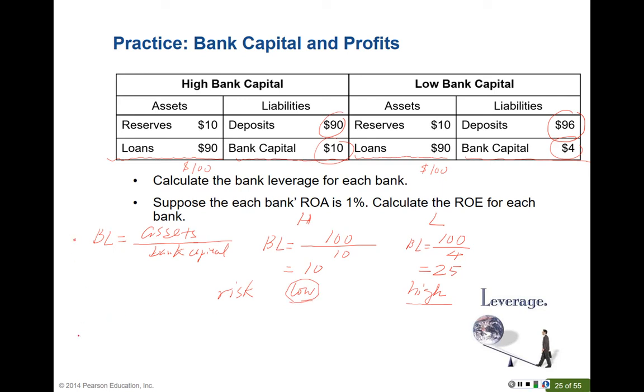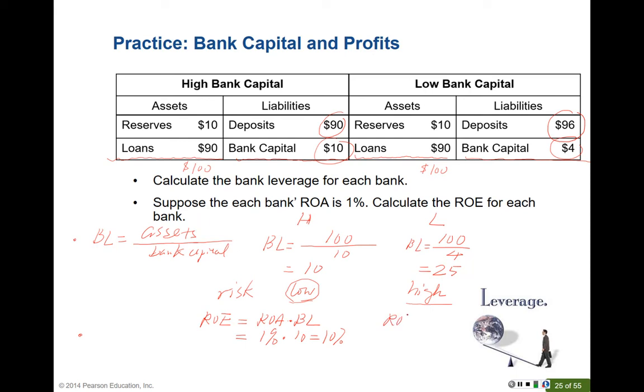But let's solve question number 2: ROE for each case. ROE for a high bank capital. We know ROE, return on equity, equals ROA, return on asset, multiplied by bank leverage. You have to keep in mind this formula. Because ROA is given as 1%, times bank leverage, in this case for the high capital bank is 10. So return on equity for a high bank capital is 10%.